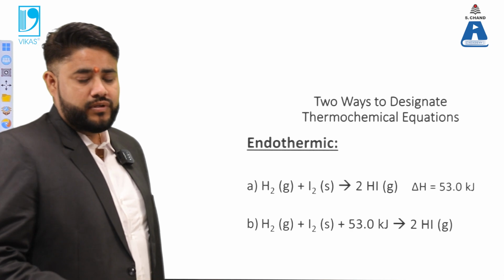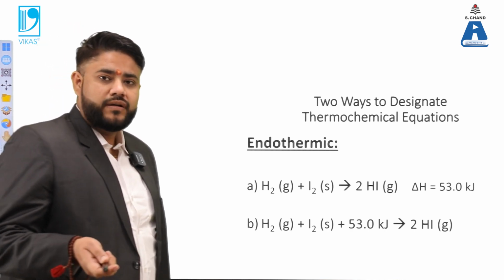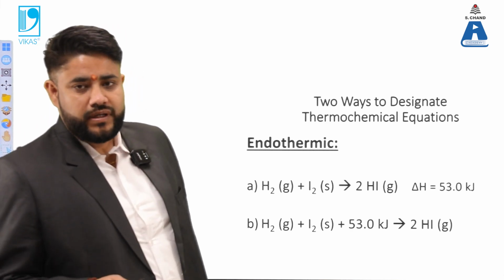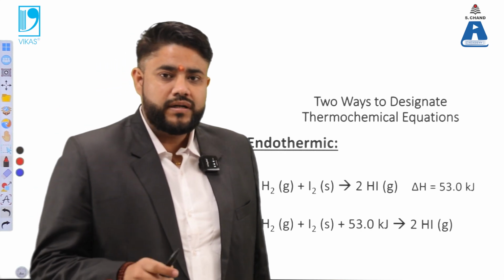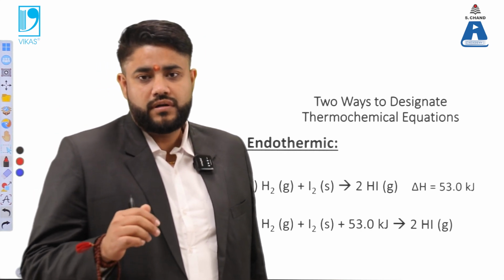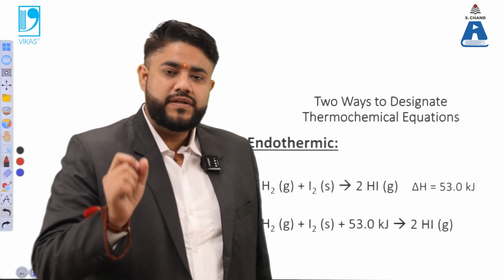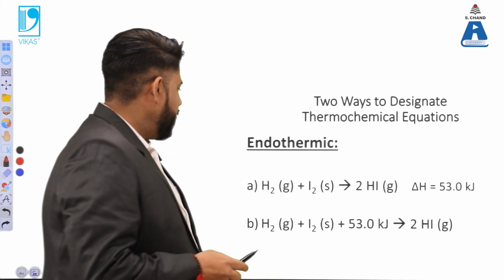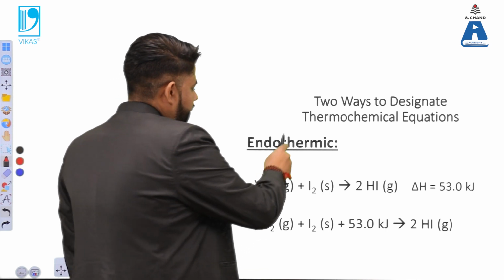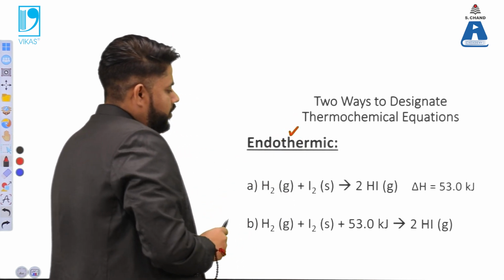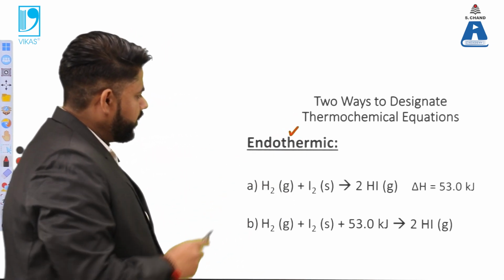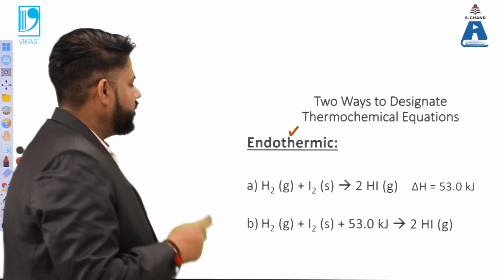Before going to the concept or the numerical aspect of stoichiometry, we will look at how we represent a specific chemical reaction. Let us say it is an endothermic process. There are two ways of representing an endothermic process.